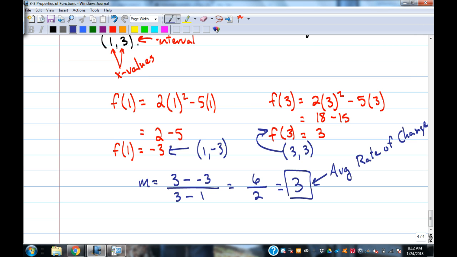You've got to have two ordered pairs to find a slope. So you're just going to take the x values from the interval, plug them in, find the y values that go with them, and work from there, to get that ordered pair and get your slope.